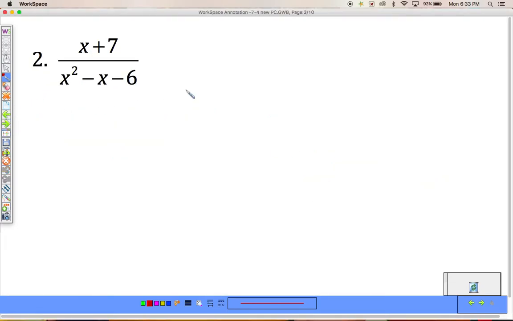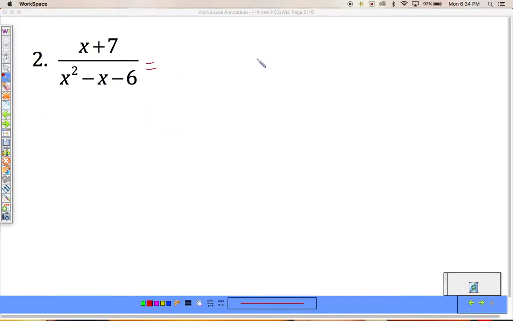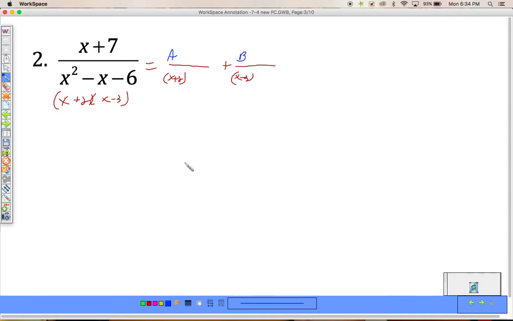Next, we're going to go the other direction. I'm going to give you that answer that we just had, x plus 7 over x squared minus x minus 6, and what I'm going to ask you to do is take it apart. We're going to write it as two fractions. The first thing we're going to do is factor and get x plus 2, x minus 3. I'm going to write two fractions. I'll put x plus 2 underneath my first one, x minus 3 underneath the second one. What I'm looking for is a value, which I'm going to call a, that's going to go over my x plus 2, and a value b, which is going to go over my x minus 3.